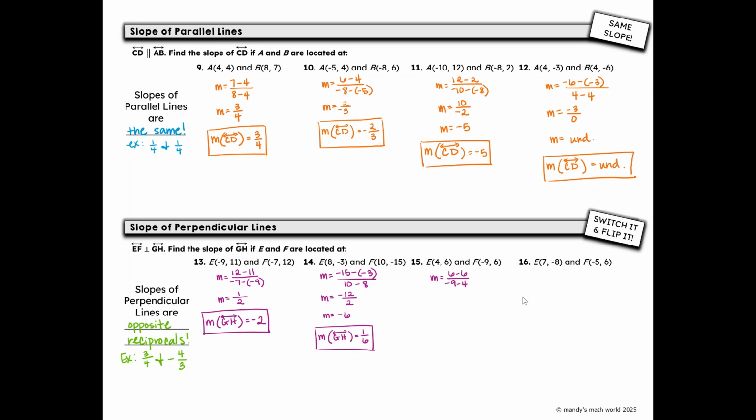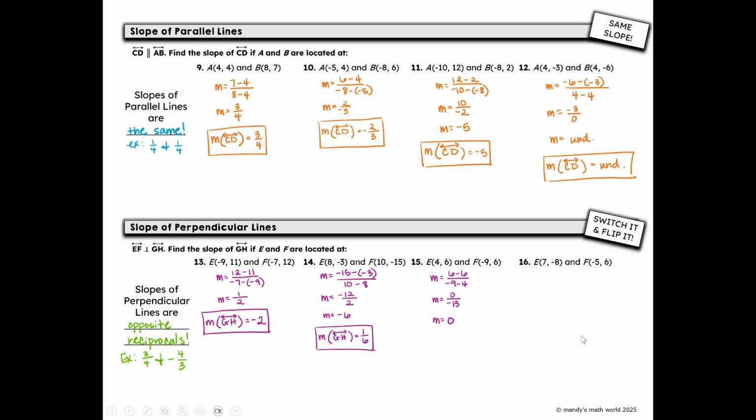6 minus 6 over -9 minus 4. That comes out to 0 over -13. Can I have 0 in the numerator? Sure. 0 divided by -13 is just 0. So let's think about that. The slope of this line is 0.